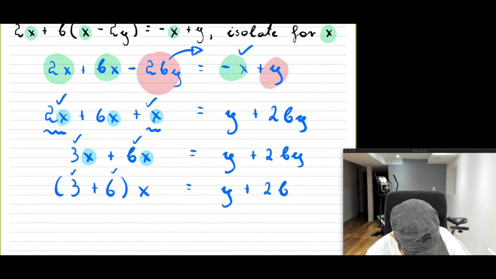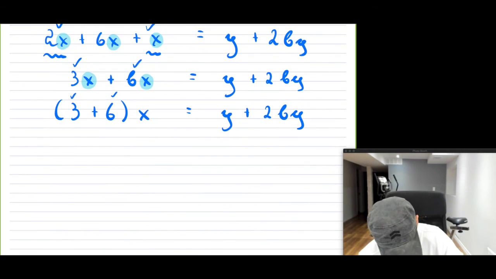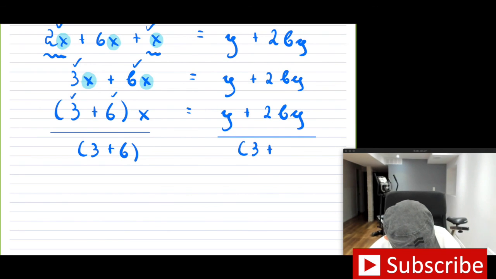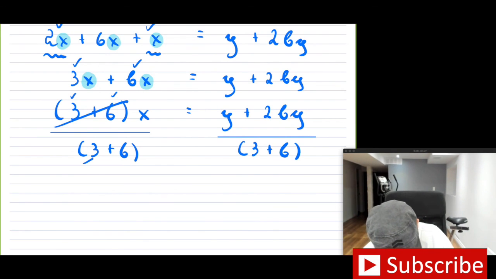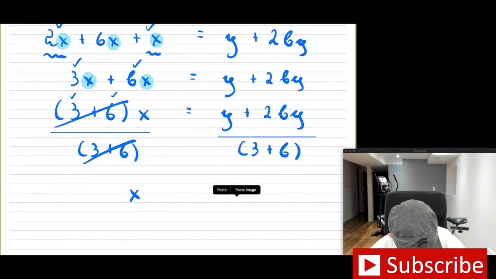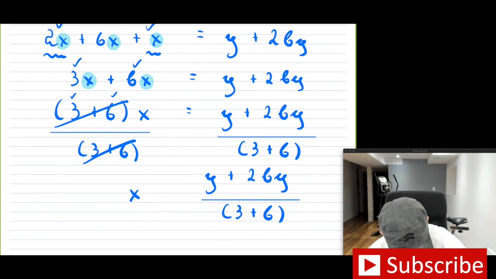And now for my final step, because you've seen it a few times, you should know that I'm going to be dividing both sides by 3 plus b, so that I cancel this off, and then I get x, and here is our answer. Okay, so that's what this would be.